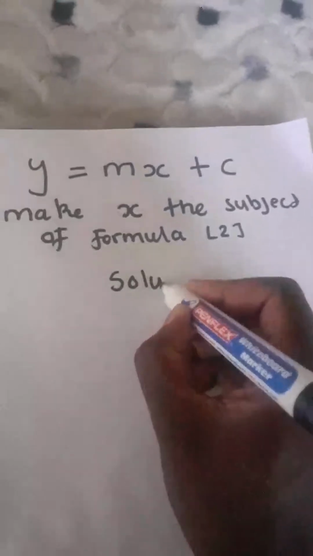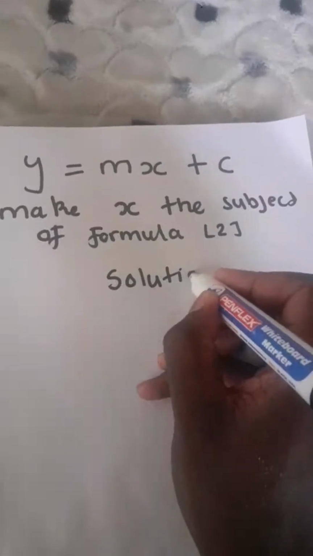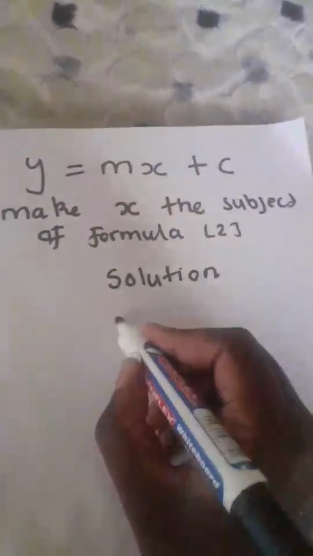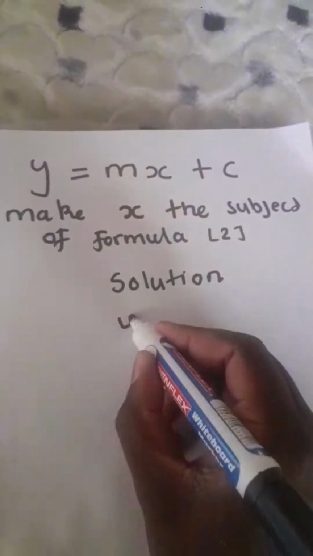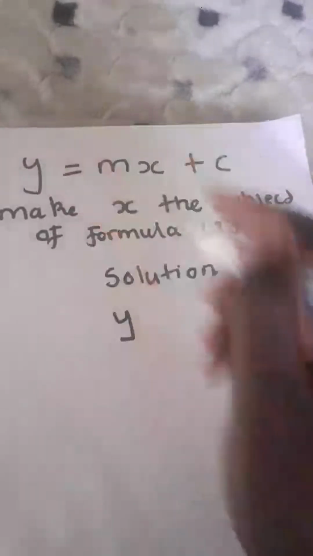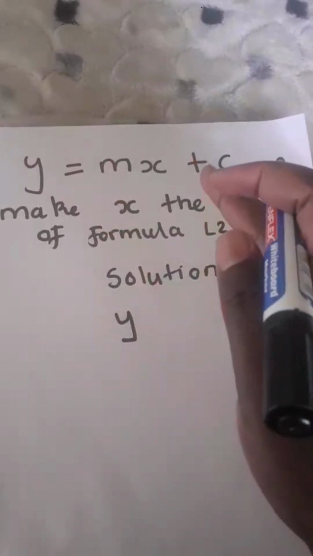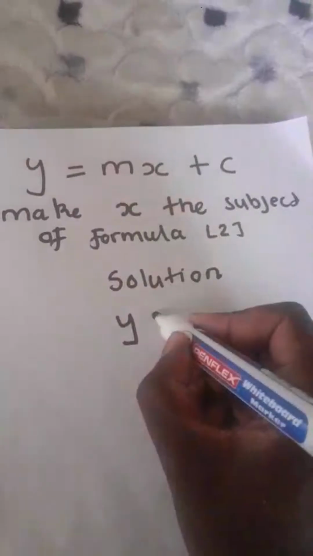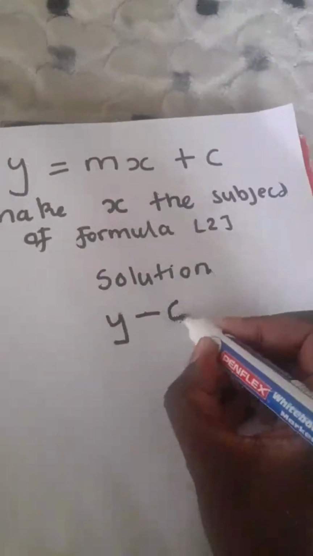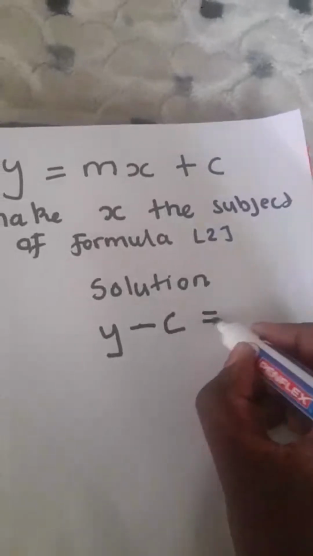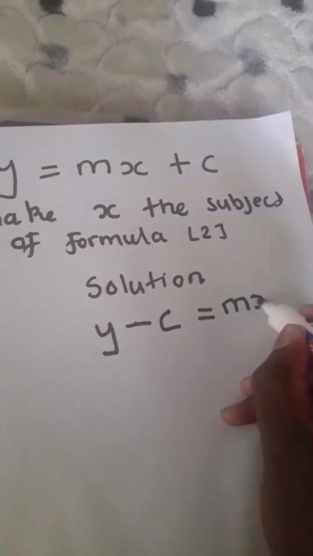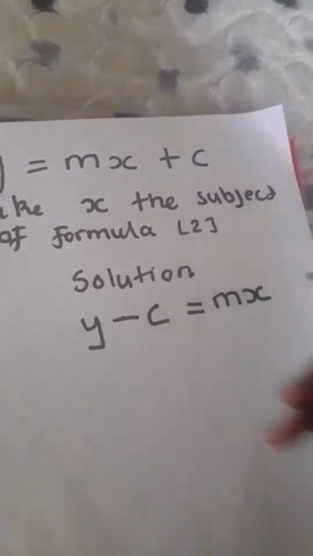Solutions. So we want to make x the subject of the formula. So we're going to say y. We're going to bring c to this side. So it's positive c; to this other side, it will be negative c. Negative c is equal to mx.